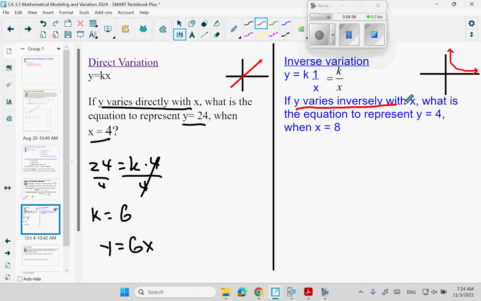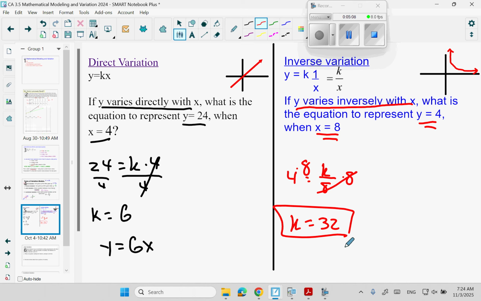Y varies inversely with x. Y is 4, x is 8. So I'm going to get 4 equals k over 8. Multiply both sides by 8. We get k equals 32. Well, therefore, y equals 32 over x.